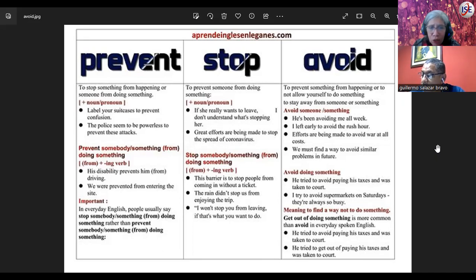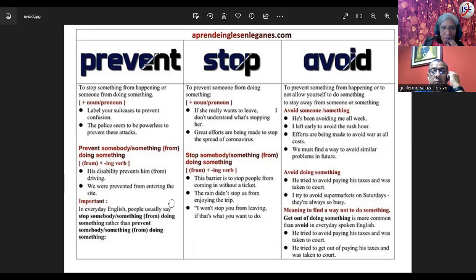So we have avoid doing something. He tried to avoid paying his taxes. I tried to avoid supermarkets on Saturdays, or find a way not to do something. Get out of doing something is more common than avoid. Or the other example, he tried to get out of paying his taxes. I'd rather use avoid paying. Evitar hacer algo. Prevent somebody, something. His disability prevents him from driving. No le permite. We were prevented from entering the site.